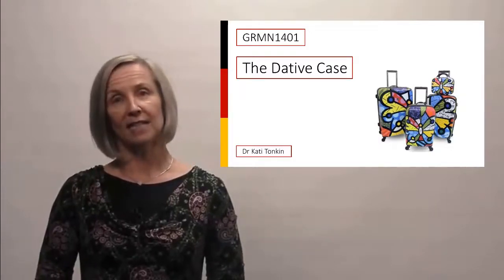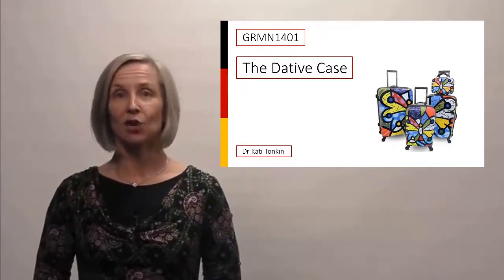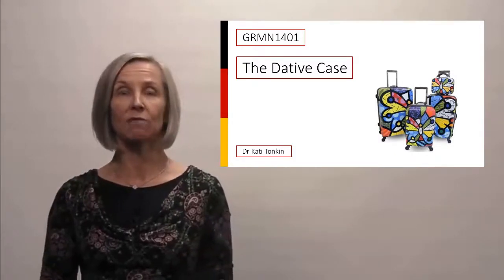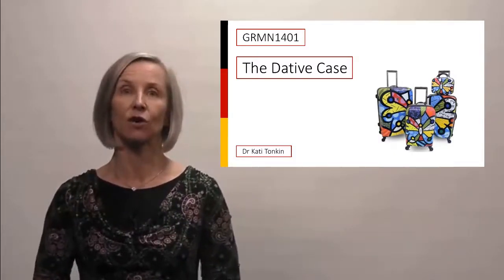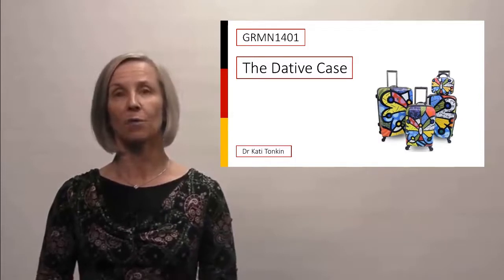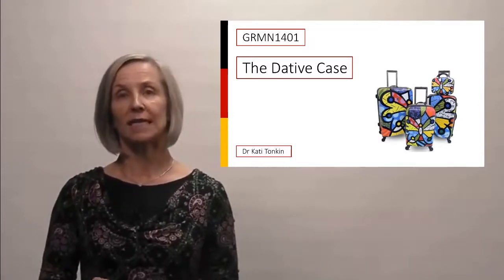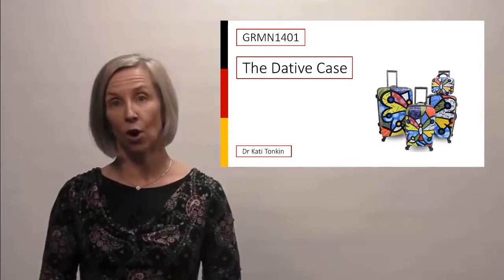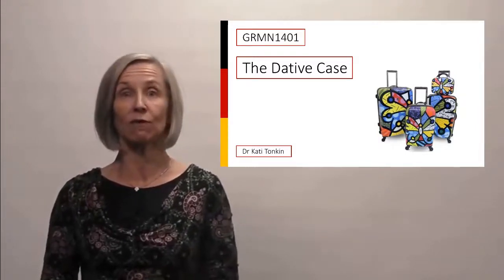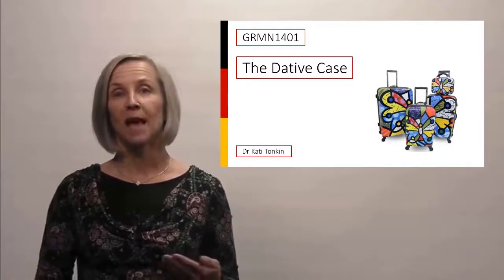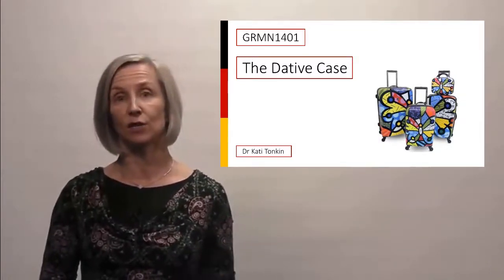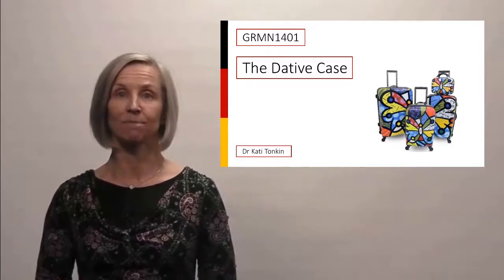The accusative case we've learned is used for direct objects, the direct object being the person or the thing that directly receives the action of the verb. Or to put it another way, the direct object is the person or thing that the subject acts on or performs the action of the verb on. And we've also learned that the accusative case is used after certain prepositions.